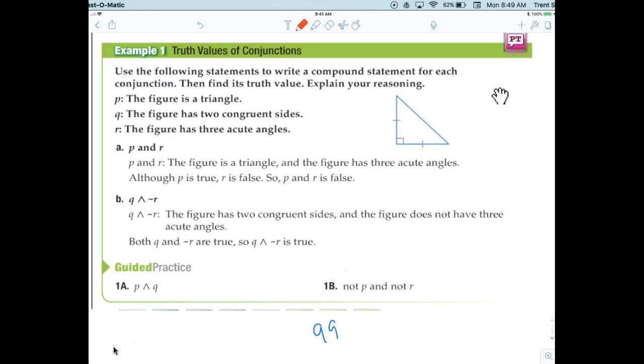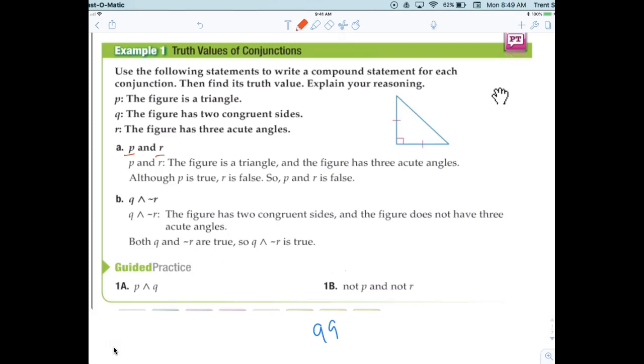Now look, this is the first time I'm asking you to think about it. I don't want to just tell you the answer. I want you to clearly look at what I'm talking about. I'm asking you about P and R. Is P and R true? No, because R is false.